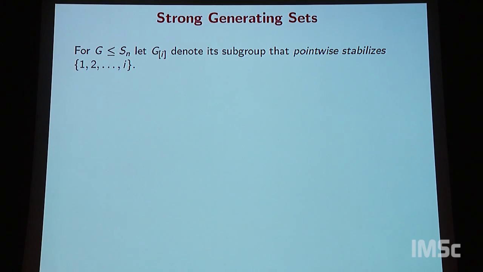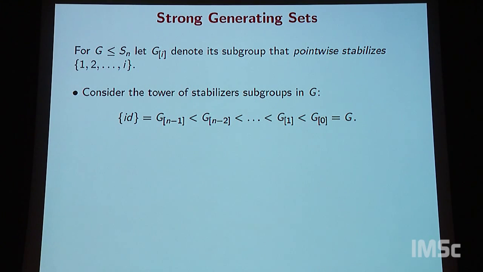So to that end, I need this notion of strong generating sets. A very simple idea. Let G sub [i] denote the subgroup of G which pointwise stabilizes 1 to i. Do you all understand what pointwise stabilizer means? So every element of G sub [i] is going to map 1 to 1, 2 to 2, etc., i to i. And I am interested in this pointwise tower of stabilizer subgroups. Starting with G, I fix the point 1 and then I fix the point 2, and when I fix n minus 1 points, I get the identity.